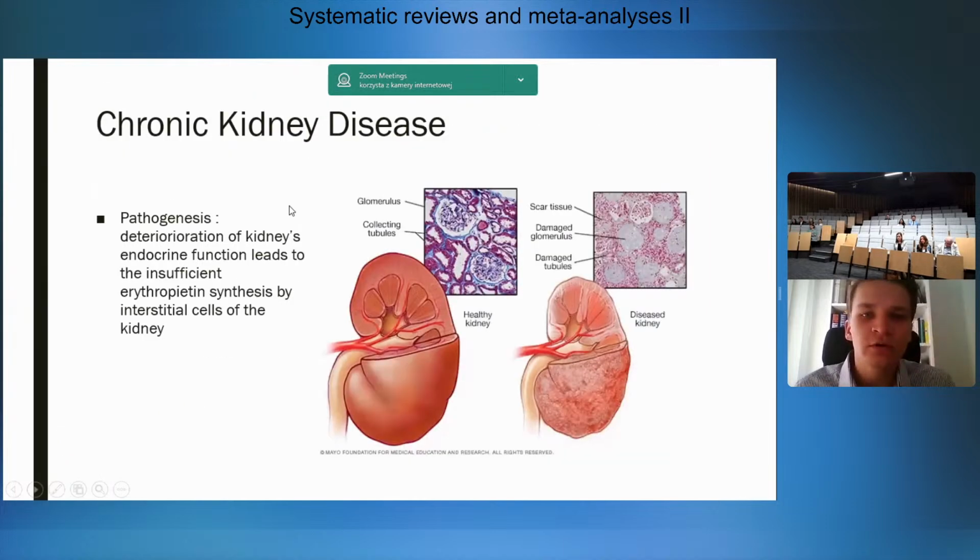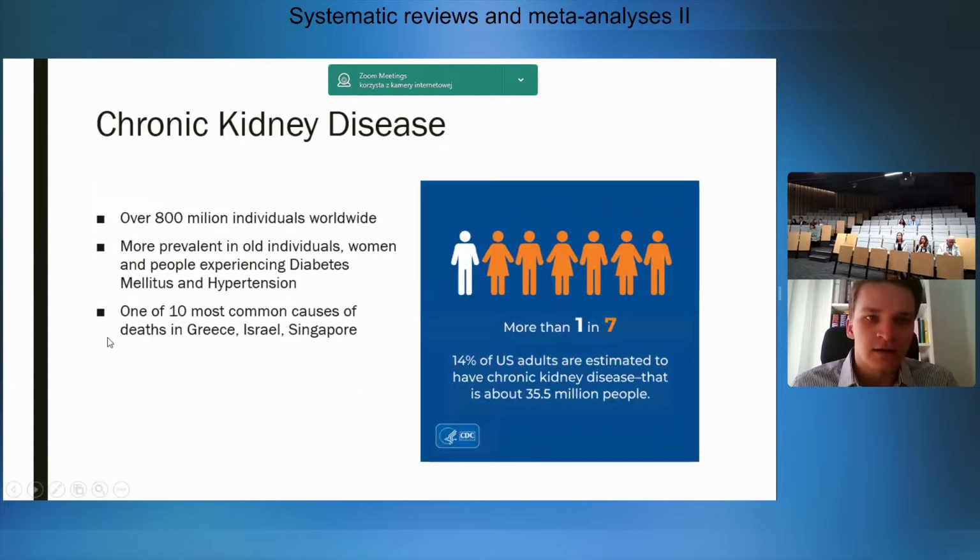Now I want to focus a little bit on the pathogenesis of anemia in chronic kidney disease. The main mechanism is the deterioration of the kidneys' endocrine function that leads to insufficient erythropoietin synthesis by interstitial cells of the kidney. You can see on the left the pathological pictures of chronic kidney disease. It is very widespread in the world, because over 800 million individuals worldwide are affected by this disease, and as society is growing older and older, it will be an even bigger burden for public health in the majority of countries.